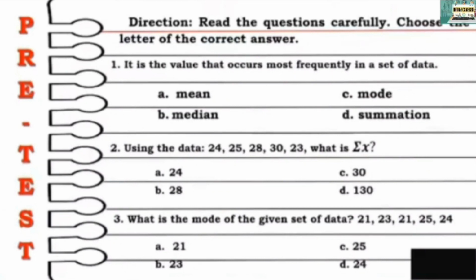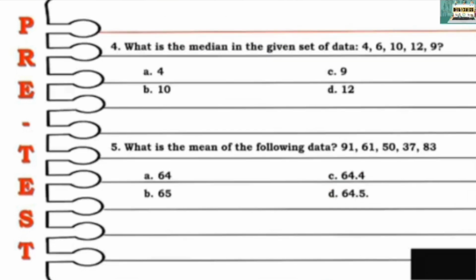Number 1. It is the value that occurs most frequently in a set of data. The answer is letter C. Number 2. Using the data 24, 25, 28, 30, 23, what is summation of x? The answer is letter D. Number 3. What is the mode of the given set of data 21, 23, 21, 25, 24? The answer is letter A. Number 4. What is the median in the given set of data 4, 6, 10, 12, 9? The answer is letter C.